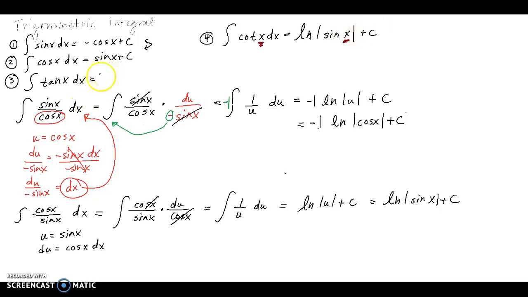And this guy is now negative ln absolute value of cosine x plus c. Again, make sure that these domains are the same. Okay, I'll show you in the next video in a little while. I'll upload that soon.